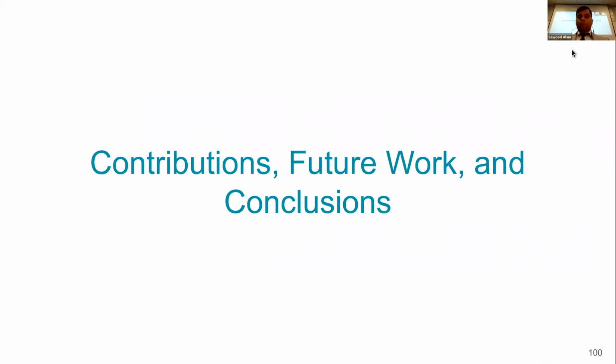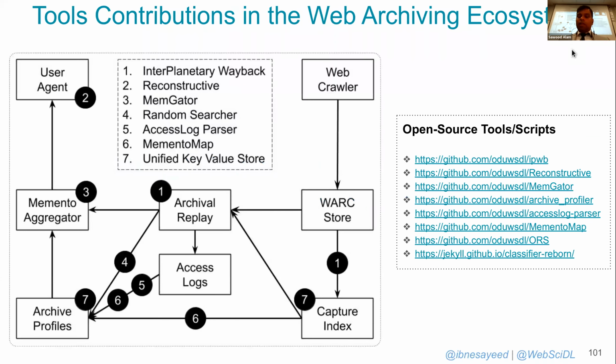Now we move on to our contributions. And first up, in this many years of work and dealing with petabytes of data and doing all sorts of evaluations and analysis, we needed and we created all sorts of software and tools, and we released them publicly under open source licenses. Our tools and scripts affect various aspects of the web archiving ecosystem. One tool in particular, MemGator, has served many other researchers and practitioners in their work.